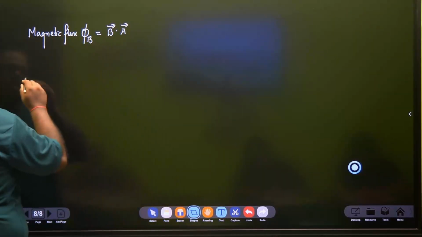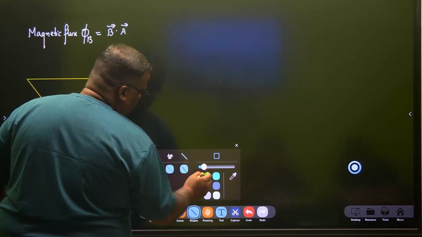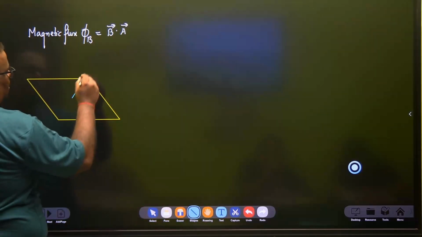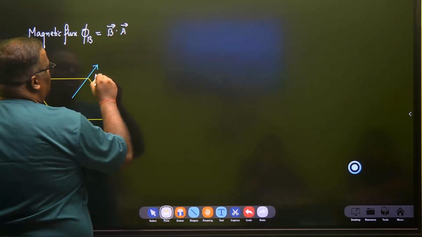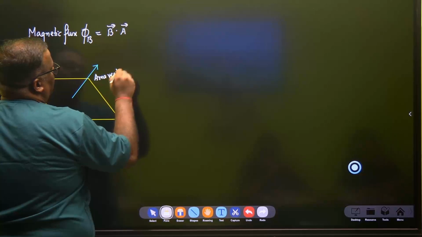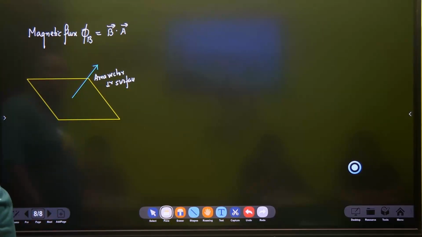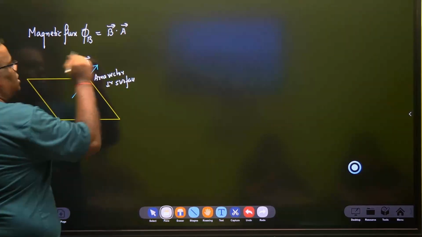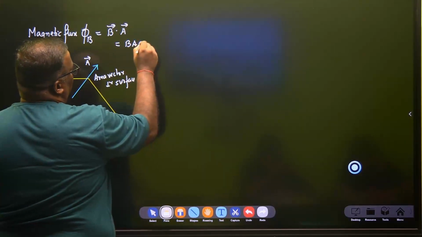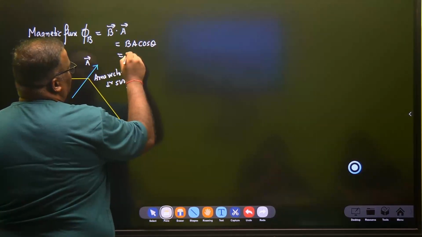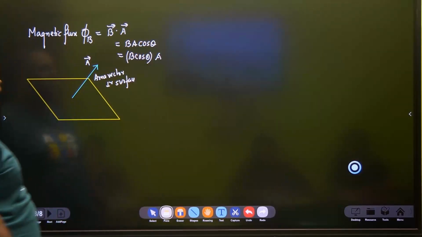You be very careful in the terms of A, where A is the surface area. A is my area vector, the area vector perpendicular to the surface. Please understand, A is the area vector which is perpendicular to the surface. Clear? So its value will be given by BA cos theta, and you can also write it as B cos theta multiplied by A. Why I have written it like this, we'll understand.